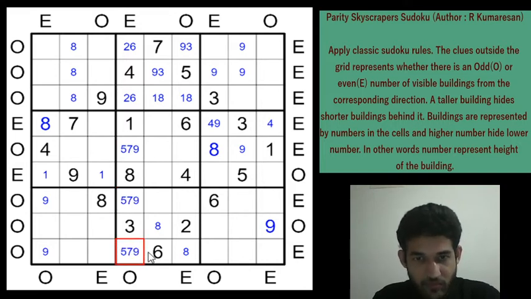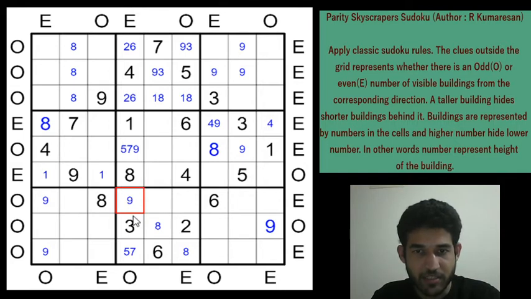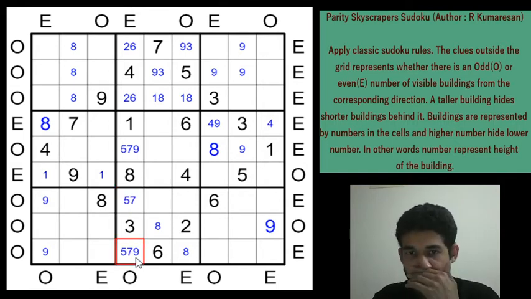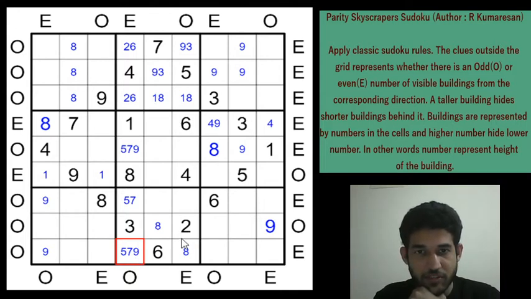So we have an odd clue here. So which means we need to see an odd number of buildings. Can we have a 9 here? We are focusing on the idea of restricting the position where 9 can go. If you have a 9 here, right, you can't have a 9 there. If you have a 9 here, then you will have either 5 or 7, which is greater than the 3 and which gives you 2 buildings when you see from that direction. So you can't have a 9 there. So this must be a 5 or a 7 and this must be 5, 7 or 9. That's good.